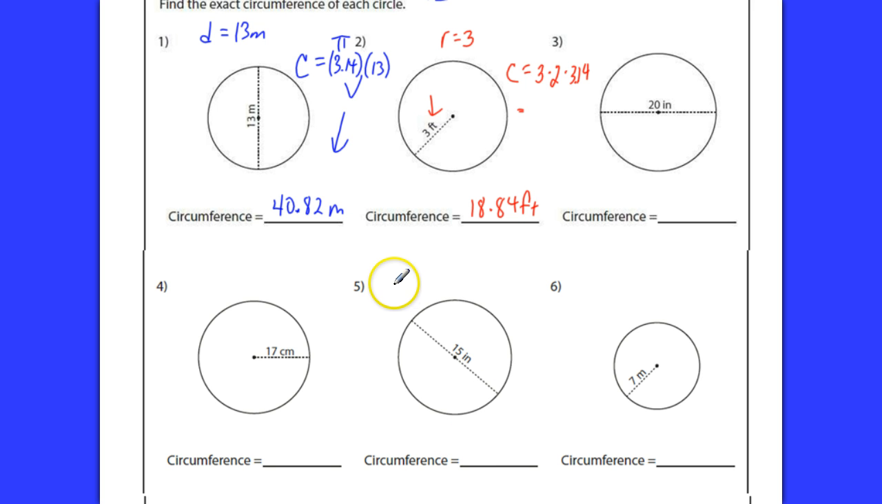So number 5, I'll do that one as well. I'll go back to my blue. Number 5, I know that the diameter is 15. So I'm going to use C equals pi d. So I'm going to take 3.14 times the diameter, which is 15. Put that in my calculator. And that's equal to 47.1. Simple. And that is inches, because it's the distance around.